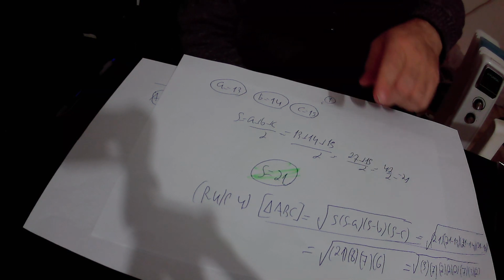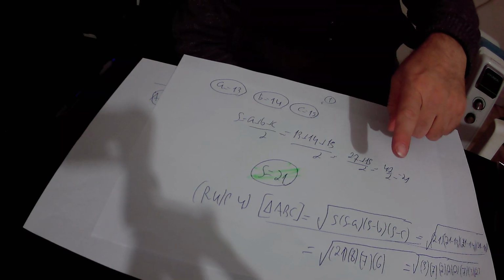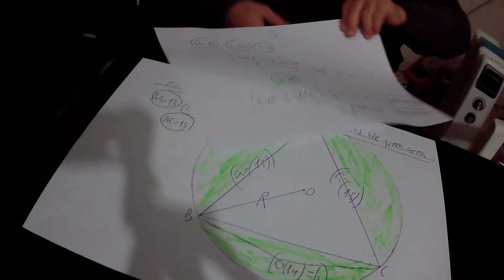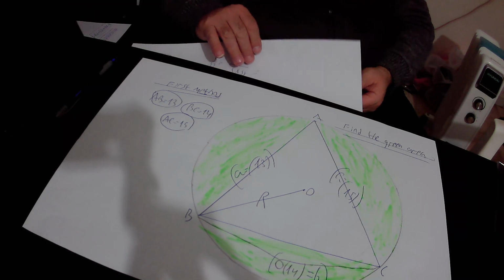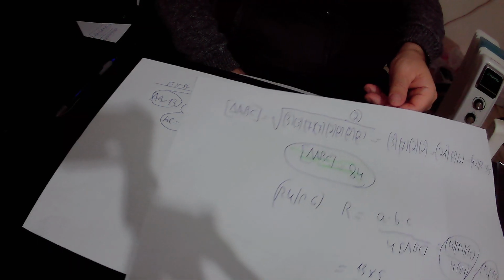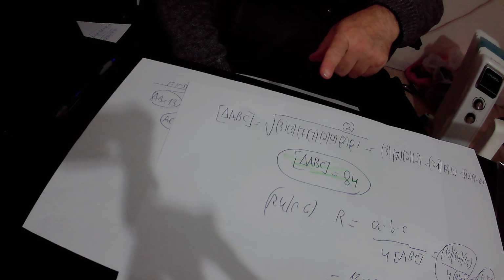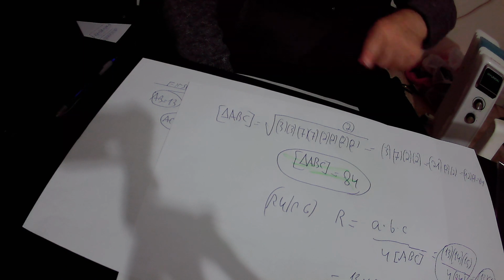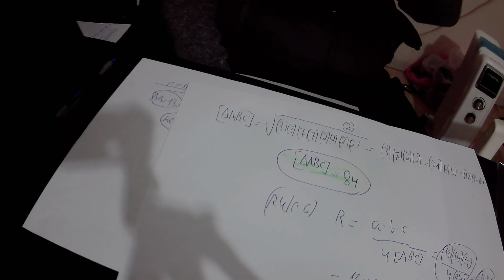Then we substitute 21 by 3 times 7, we substitute 8 by 2 times 2 times 2, and we substitute 6 by 3 times 2. Then we arrange the numbers in a different order, and we find that the area of triangle ABC equals the square root of 3 times 3 times 7 times 7 times 2 times 2 times 2 times 2. The square root of 3 times 3 is 3, the square root of 7 times 7 is 7, the square root of 2 times 2 is 2.